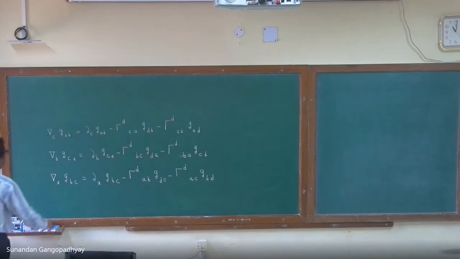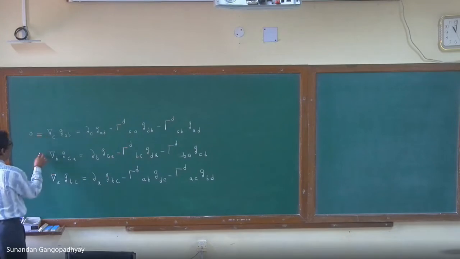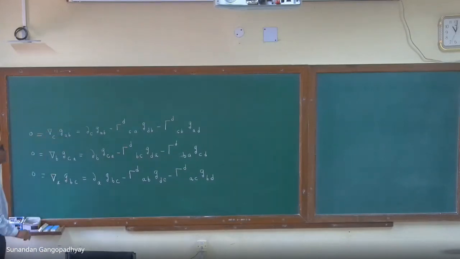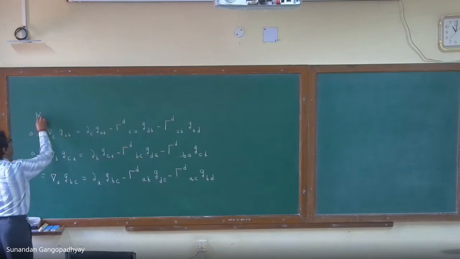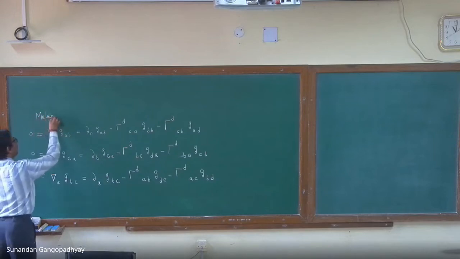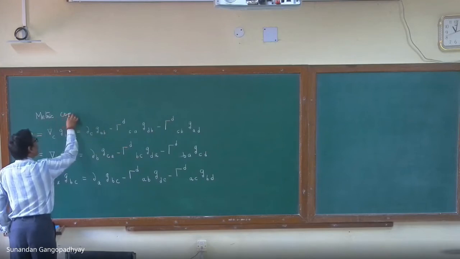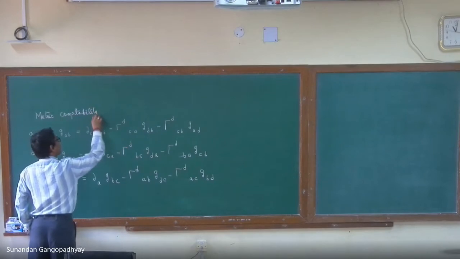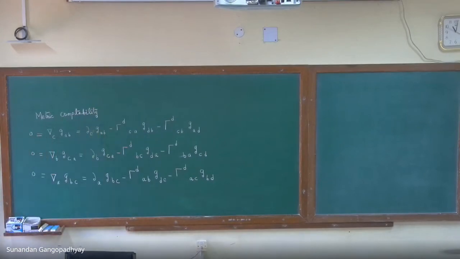And the important thing is that I shall demand that all these three are zero. And this condition that the covariant derivative of the metric tensor is zero is called metric compatibility. This is an important input in general theory of relativity, and one can actually show its connection with the equivalence principle.